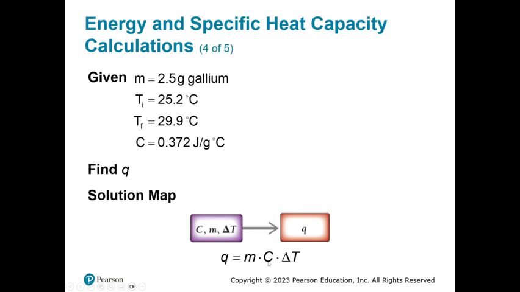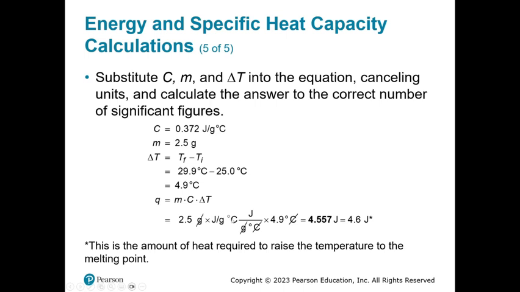We were given the specific heat. We could calculate the change in temperature based on the temperature final minus the temperature initial. And if we plug that all in, we would see that our units cancel out and we would have this amount of joules. However, if we look back to our starting conditions, some of these have 3 significant figures, some of them only have 2 significant figures.